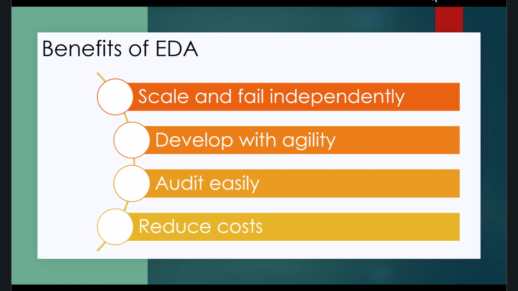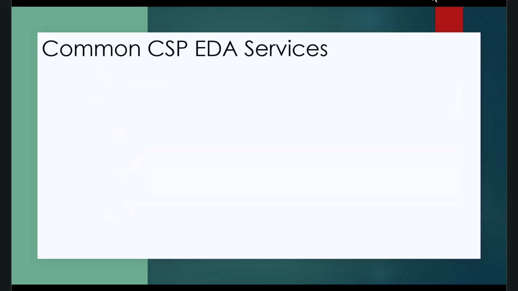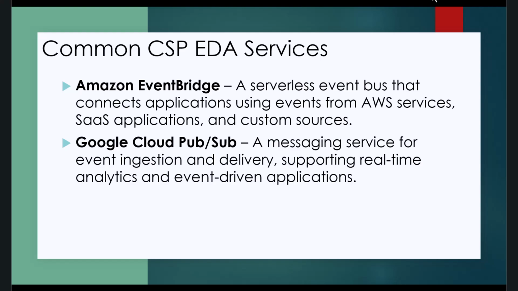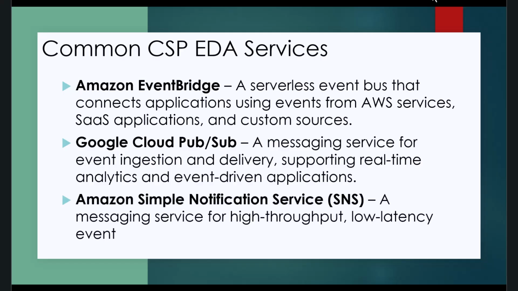Some common cloud service provider EDA services would be Amazon EventBridge, a serverless event bus that connects applications using events from AWS services, SaaS applications, and custom sources. Google Cloud Pub/Sub. This is a messaging service for event ingestion and delivery, supporting real-time analytics and event-driven applications. Amazon SNS, Simple Notification Service. This is a messaging service for high-throughput, low-latency events.